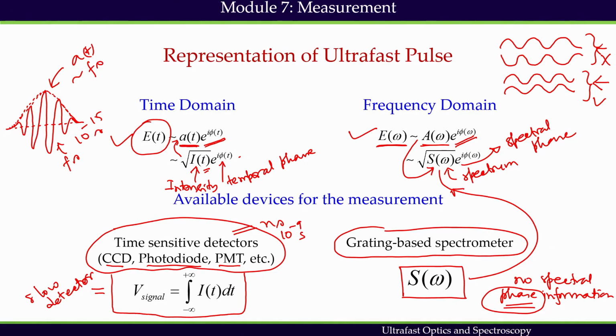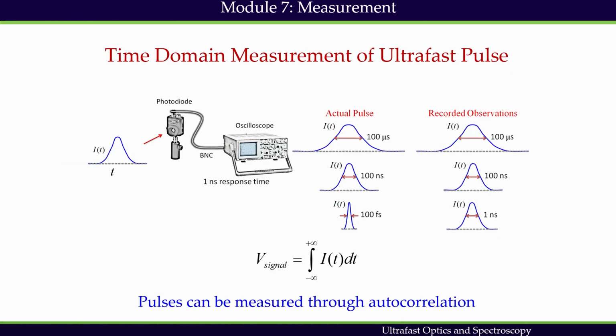In spite of these problems, in this module we will try to understand how to measure a pulse with these devices. So, the first thing we will discuss is time domain measurement of ultrafast pulses. A time sensitive detector such as a photodiode emits electrons in response to photons. So, if we direct a laser beam to the photodiode, this will give me an electrical response, and that electrical response can be plotted in an oscilloscope.